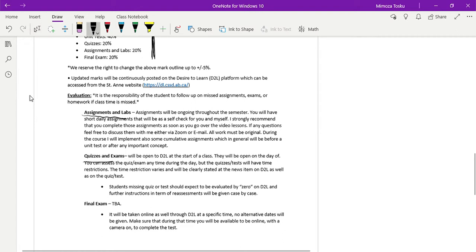Quizzes and exams will be on the day of the quiz or the exam. They will be open to D2L at the start of the class. And Physics 20 for this quarter is AM. So at the start of the class, you will be able to open the quiz and the test. However, you have to keep in mind that each quiz and each test and each exam is time restricted. So there will be plenty of time assigned.